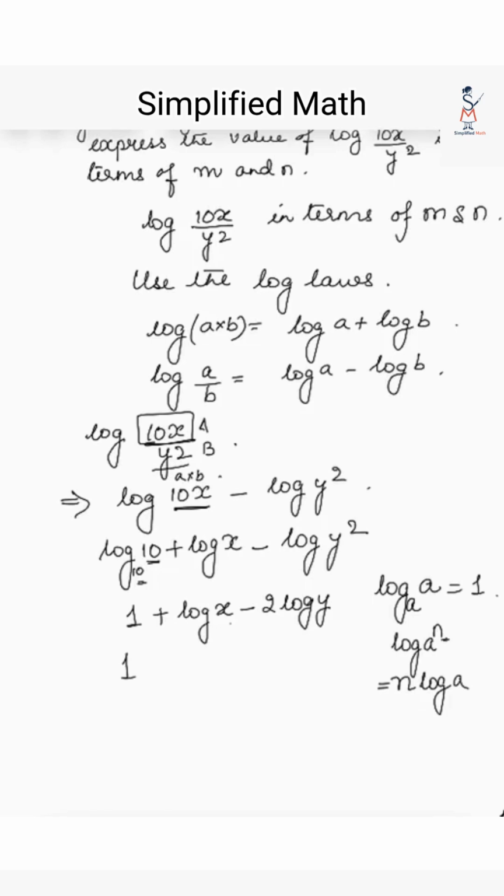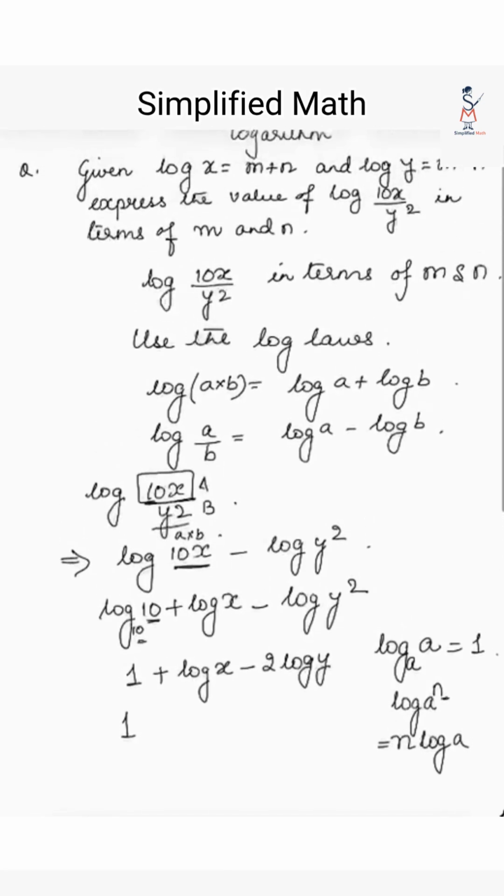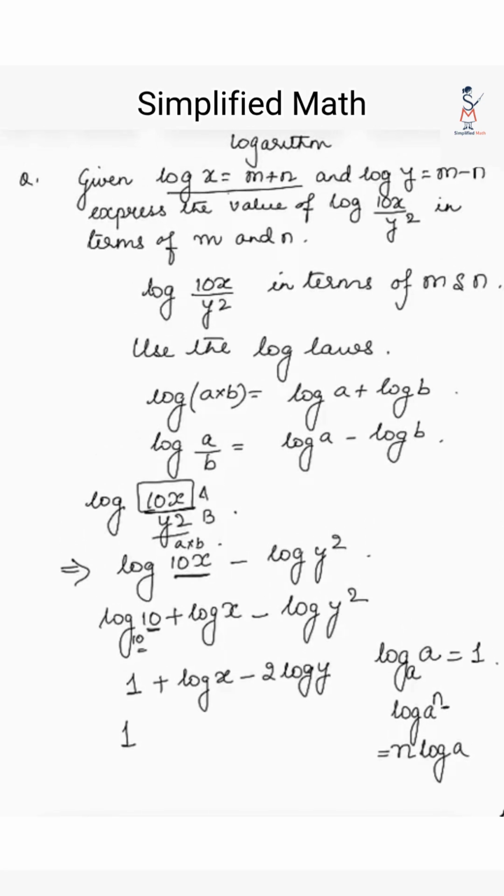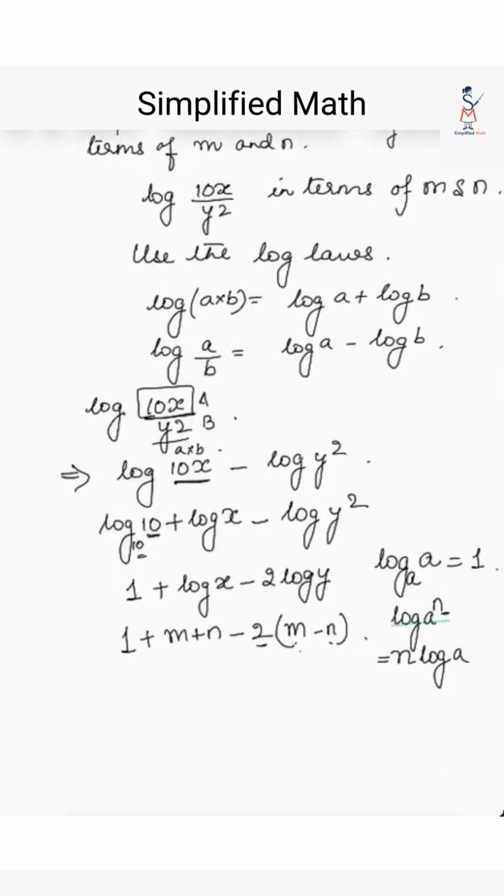Now log x, here we have seen log x is given as m plus n. So we will write m plus n minus 2 into log y. What is the value of log y? m minus n. So m minus n we will write inside the bracket, because 2 is multiplied by both m and n. So always try to put the things whenever there is minus outside, put it inside the bracket, and 2 will be multiplied both by m and n.